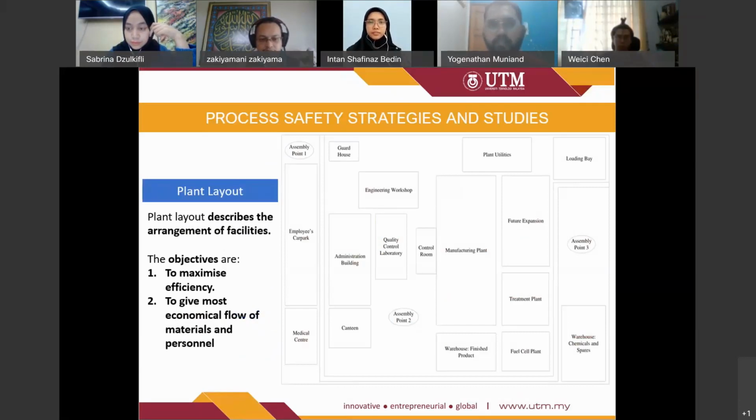Next is the plant layout. Basically, plant layout describes the arrangement of facilities, machineries, and furniture within the site, within the building. The main objective of the plant layout is to maximize the efficiency of plant operation and to create the safest environment. And the last one is to keep the most economical flow of materials and personnel within the site. Next.